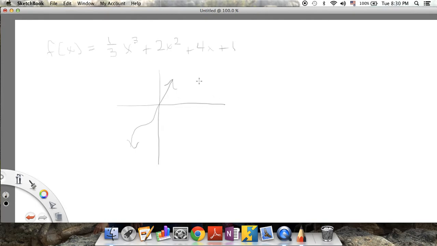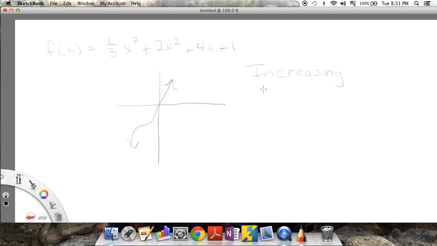So we look at this function and we ask ourselves to describe it as specifically as possible. Okay, this function is increasing because as the x values get bigger, so do the function values. There's no constant place in it. It's always going up. It's an increasing function.